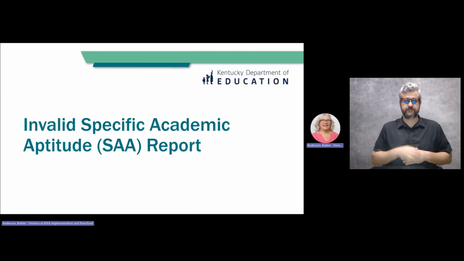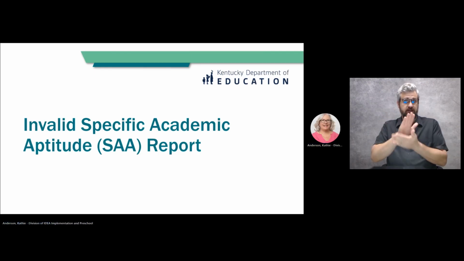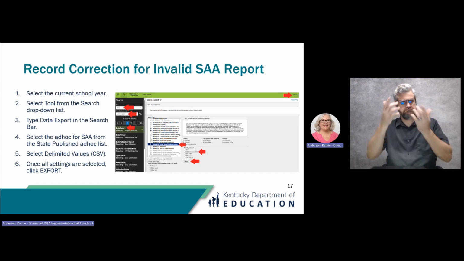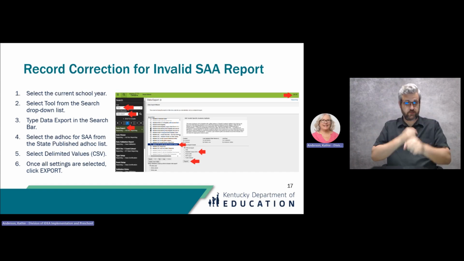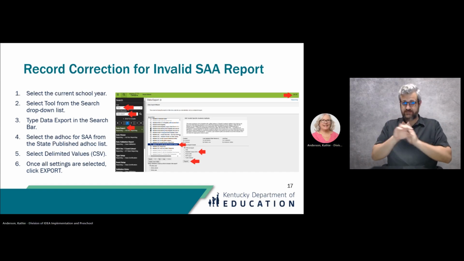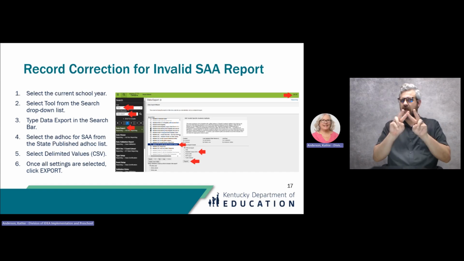Next, we will review the Invalid Specific Academic Aptitude, or SAA report. This report looks for records that did not have the 9th Stay 9 or special considerations checked. Select the current school year, select Tool from the Search drop-down list, type Data Export in the search bar. Select the ad hoc for SAA from the state published ad hoc list. Select Delimited Values, CSV. Once all the settings are selected, click Export.